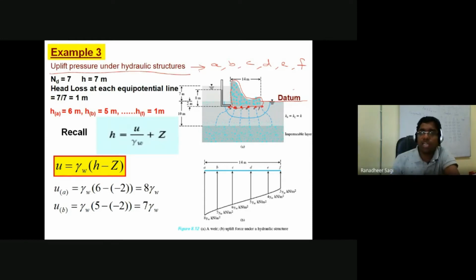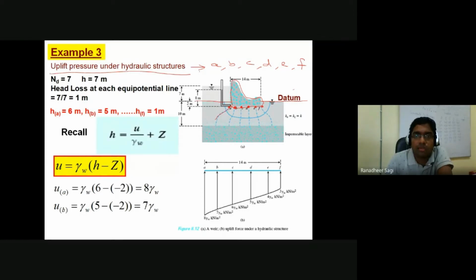And with respect to that reference datum, I will then go ahead and calculate the total heads corresponding to the different equipotential lines which exist in that flow net diagram. So let us first identify what are my equipotential lines. This is one equipotential line.